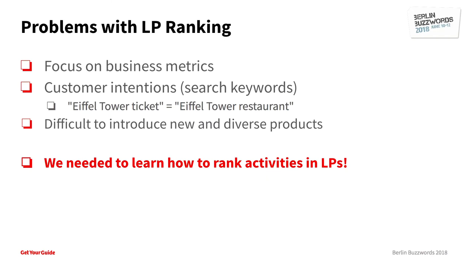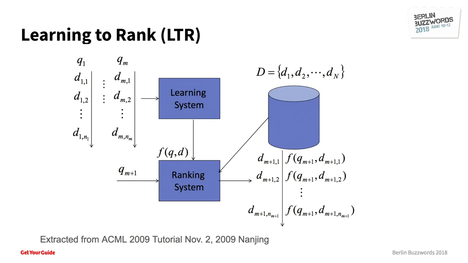As I mentioned, we use these pages in our ads. So we bid for some search keywords on those ads, and we don't use them. If you bid for the keywords Eiffel Tower ticket and Eiffel Tower restaurant, today we show the same content for both cases. So we're missing an opportunity here. Definitely we needed to learn how to rank the activities on these pages, and that's what I'm going to talk about today.